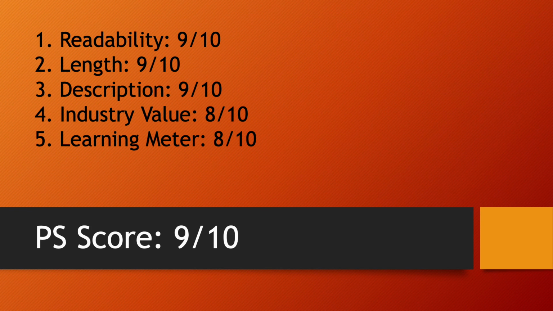Now let's talk PS score for this paper. Overall, this paper is a nice and engaging read, so it gets 9 out of 10 on readability. With 10 pages long, it scores 9 out of 10 on length. It's an analysis paper focused on query optimization overview with decent description, so that makes it 9 out of 10. Its industry value and learning meter are pretty good, so it gets 8 out of 10 on each. Overall PS score is 9 out of 10.